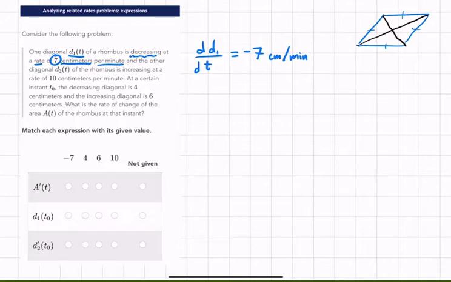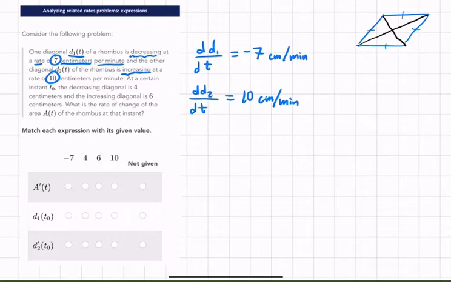The other one says, and the other diagonal, d sub 2 of the rhombus is increasing at a rate. So we got d sub 2 dt. It's increasing. See how it says increasing and then at a rate of 10 centimeters per minute.